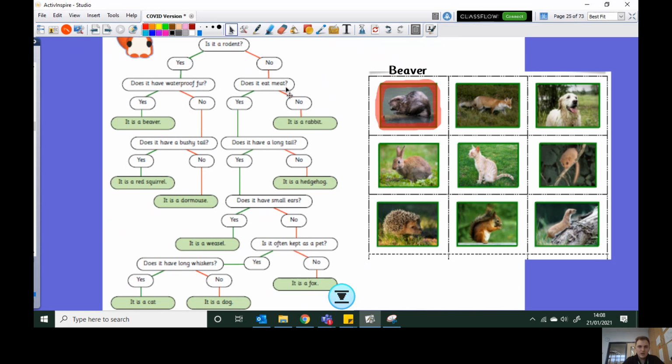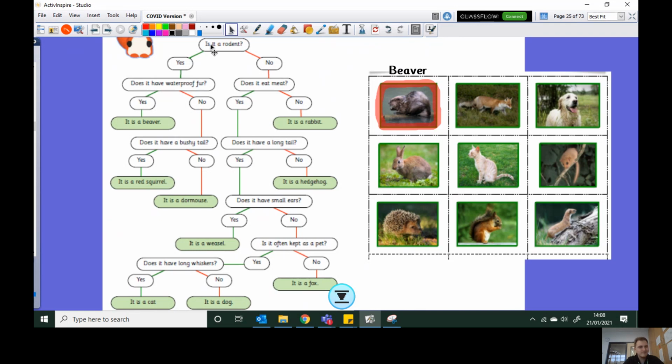And you should be able to place and work out each of those animals. So what I'd like you to do now, you don't need to do any writing for this activity. I'd like you to pause the video and work through the flowchart. Start with this animal here.